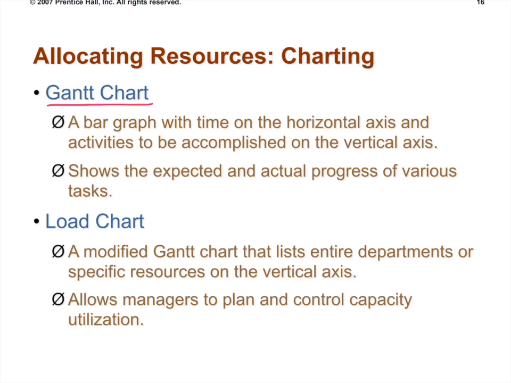In the Gantt chart, it is a bar graph with time on the horizontal and activities on the vertical. So that is time versus activities. What is this Gantt chart for? It shows the expected and actual progress. So that is the goal of the Gantt chart, to show expected and actual progress of various tasks.